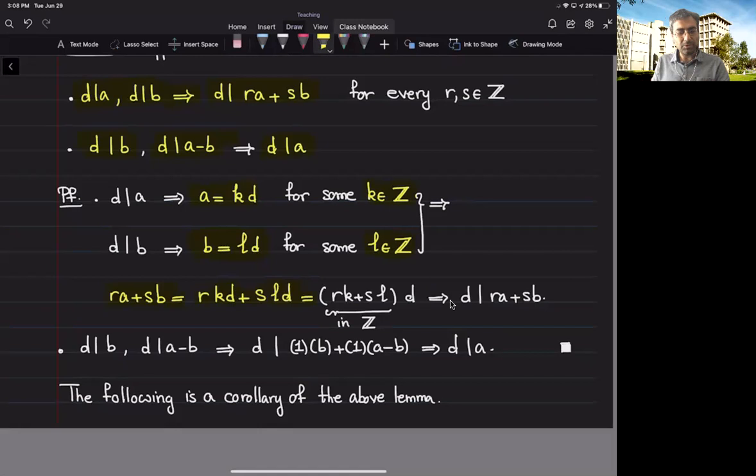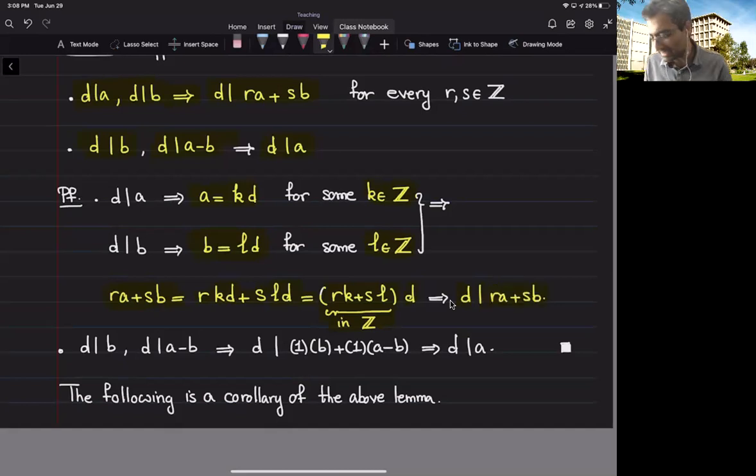Now d is common in both of these terms. I can factor it out, and I get that it is rk plus sl times d. Notice the set of integers is closed under addition and multiplication. Therefore, knowing that r, k, s, and l are integer numbers, we can deduce that this term is also an integer. Altogether, we are obtaining that this is an integer multiple of d. So d divides ra plus sb. That's exactly what we wanted to show.